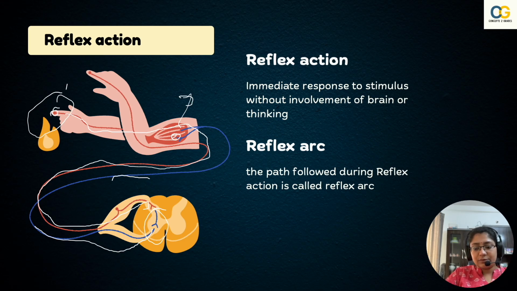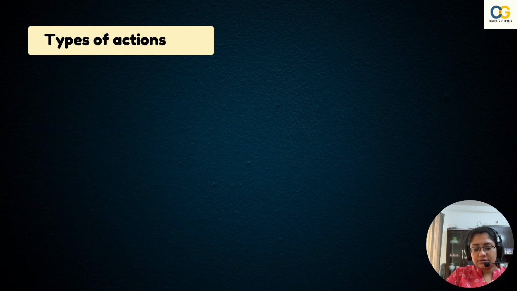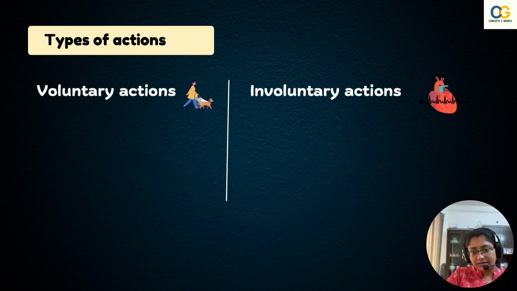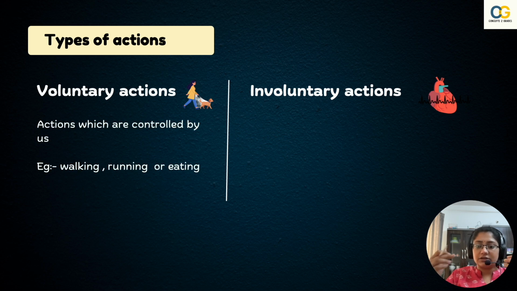Now there are other types of actions, which are called voluntary actions and involuntary actions. So voluntary actions are the actions which are controlled by us, like walking, running, eating. I want to walk now, so I'm walking. I want to run, I'm running. I want to move the hand, I'm moving. I'm controlling this hand movement. How I want to move, I'm moving.